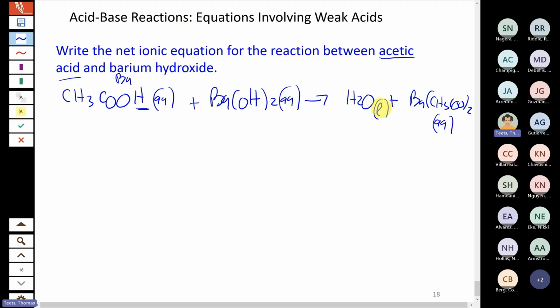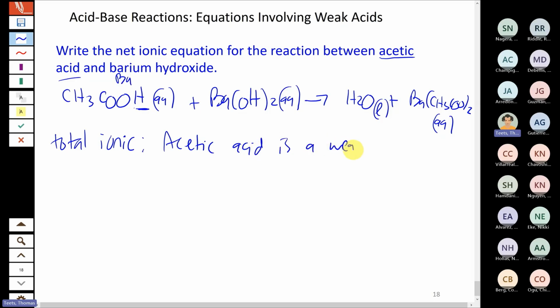Now, when we're writing ionic equations involving weak acids, we have to be a little bit careful. When we write out the total ionic equation, we have to recognize that even though acetic acid is dissolved in water, indicated as aq, and is soluble, it's a weak acid, so it doesn't separate completely into its ions when we dissolve it. So when you're writing out ionic equations for acids and bases, only strong acids and strong bases are the ones that you would actually separate into ions. Acetic acid is a weak acid, so we don't want to separate it. Most of the acetic acid is going to stay intact without breaking apart into ions.